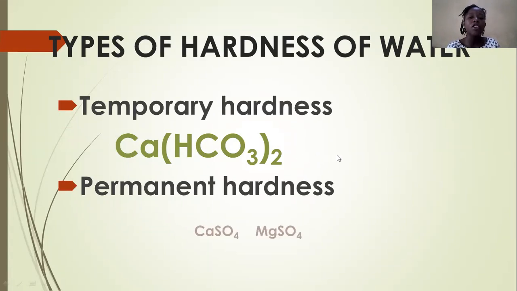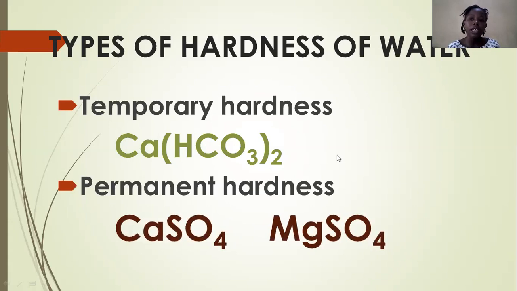Then permanent hardness is caused by either or both of these salts: calcium tetraoxosulfate(VI) and magnesium tetraoxosulfate(VI). That's the magnesium and calcium salts of tetraoxosulfate(VI) that cause permanent hardness of water. Now, why is one referred to as permanent and the other one referred to as temporary?